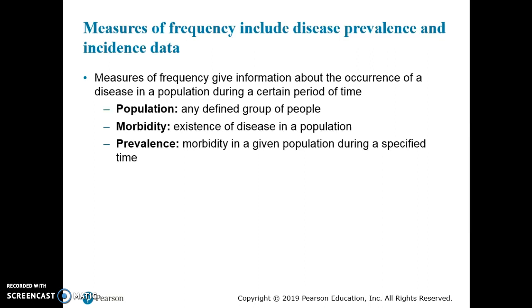All right, and then the last slide for this part, looking at the frequency of disease, you can look at the population, which is any defined group of people. Are you looking at a particular county, a country, a continent? And then morbidity is the existence of disease in a population. How high is the disease within that population? And then prevalence is the morbidity within a given population at a specific time. Is it the last 2 months scenario?